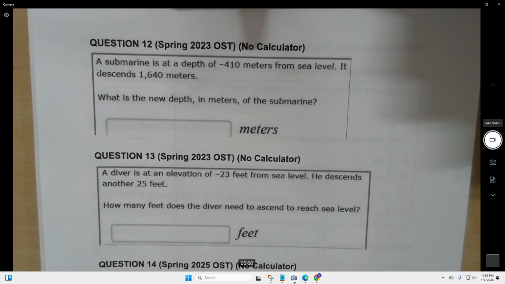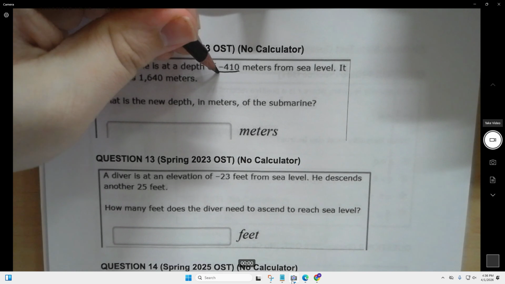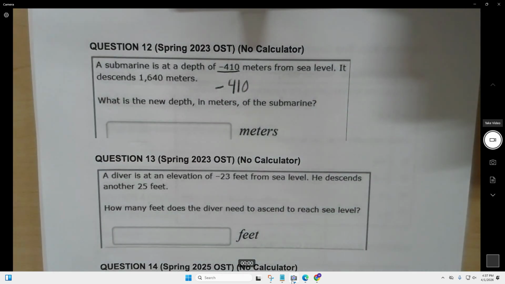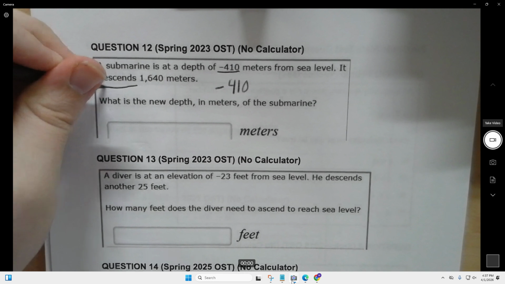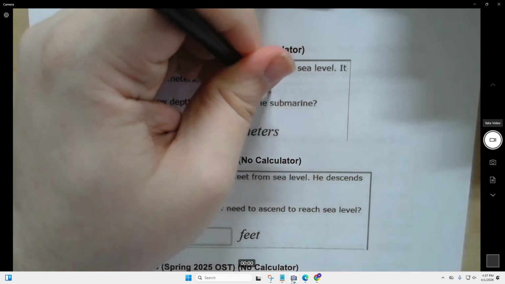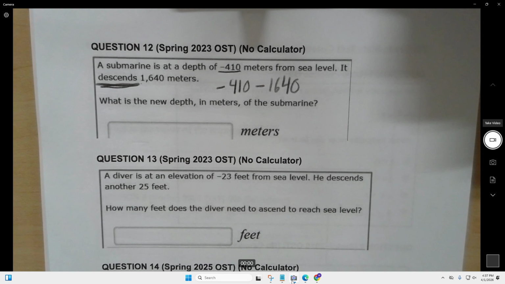Question 12 from the Spring 2023 OST. A submarine is at a depth of negative 410 meters from sea level. It descends 1,640 meters. What is the new depth in meters of the submarine? So we're starting at negative 410, and we are going down. It descends a further negative 1640. What is the new depth in meters of the submarine?